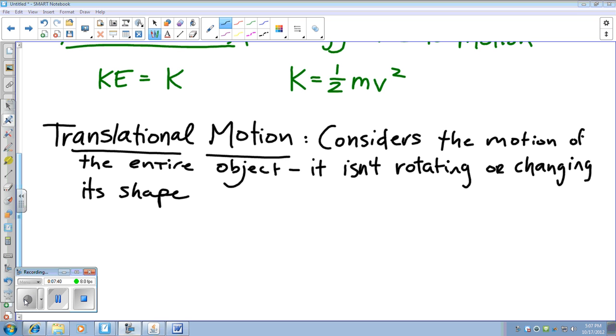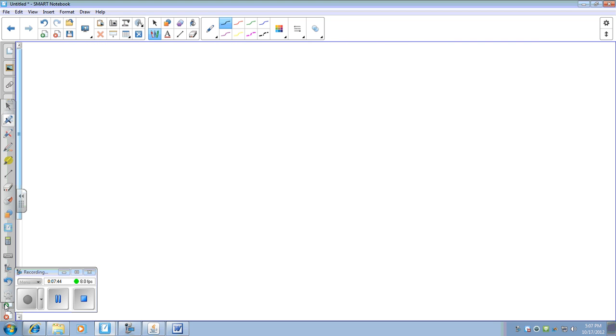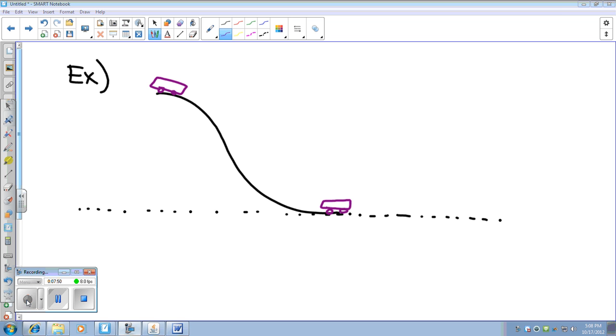Next, let's do one example and then we're done with conservation of energy. So let's go back to our classic roller coaster example from last year. Let's say that we have a roller coaster with mass m and it's rolling down height h. And I really want to know what is the velocity of the roller coaster at the bottom of the hill.